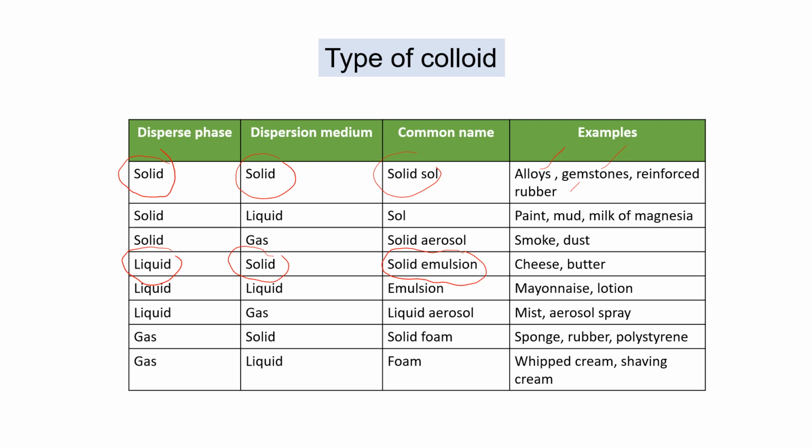Examples are cheese and butter. In another example, a gas is the dispersed phase and the dispersion medium is a liquid. This can be a foam, and examples are whipped cream and shaving cream.